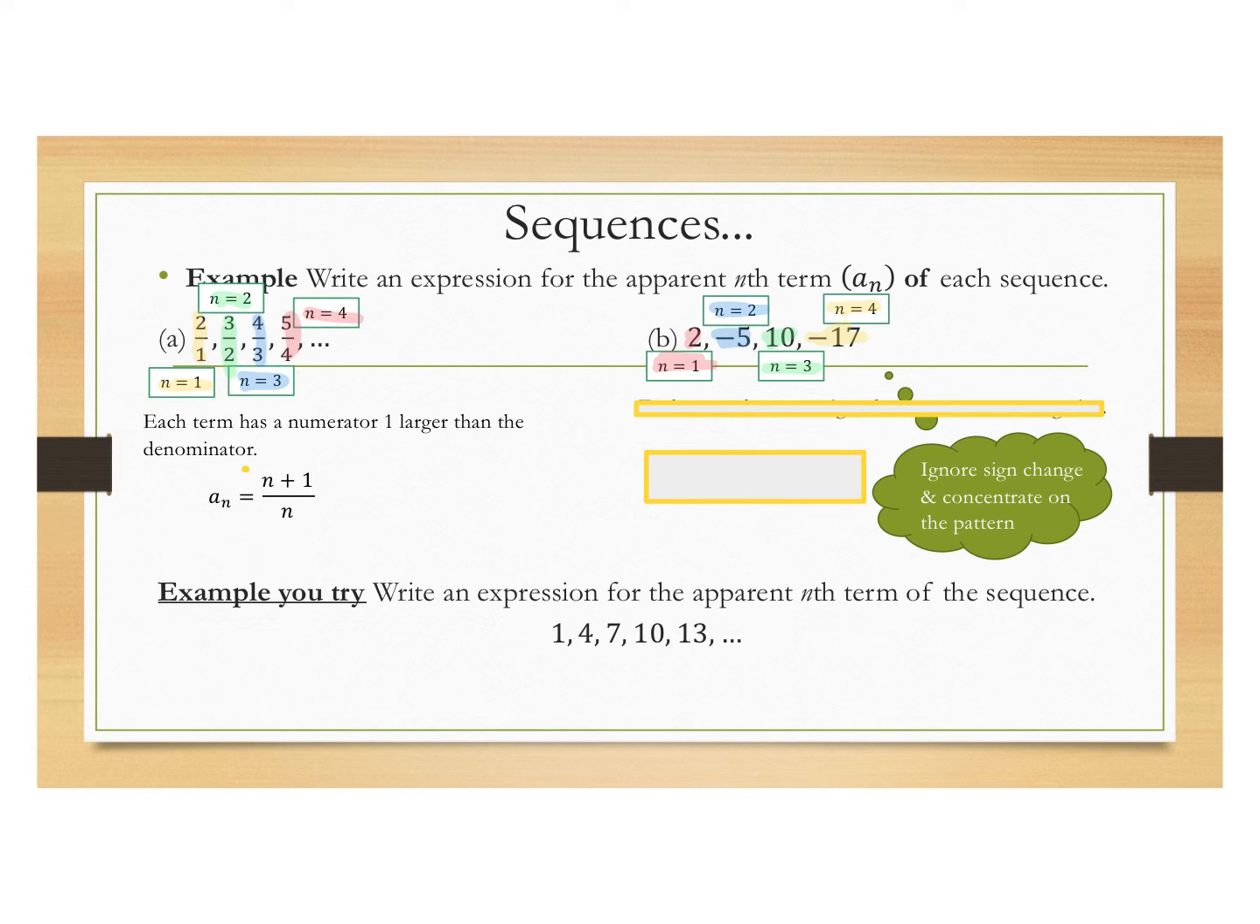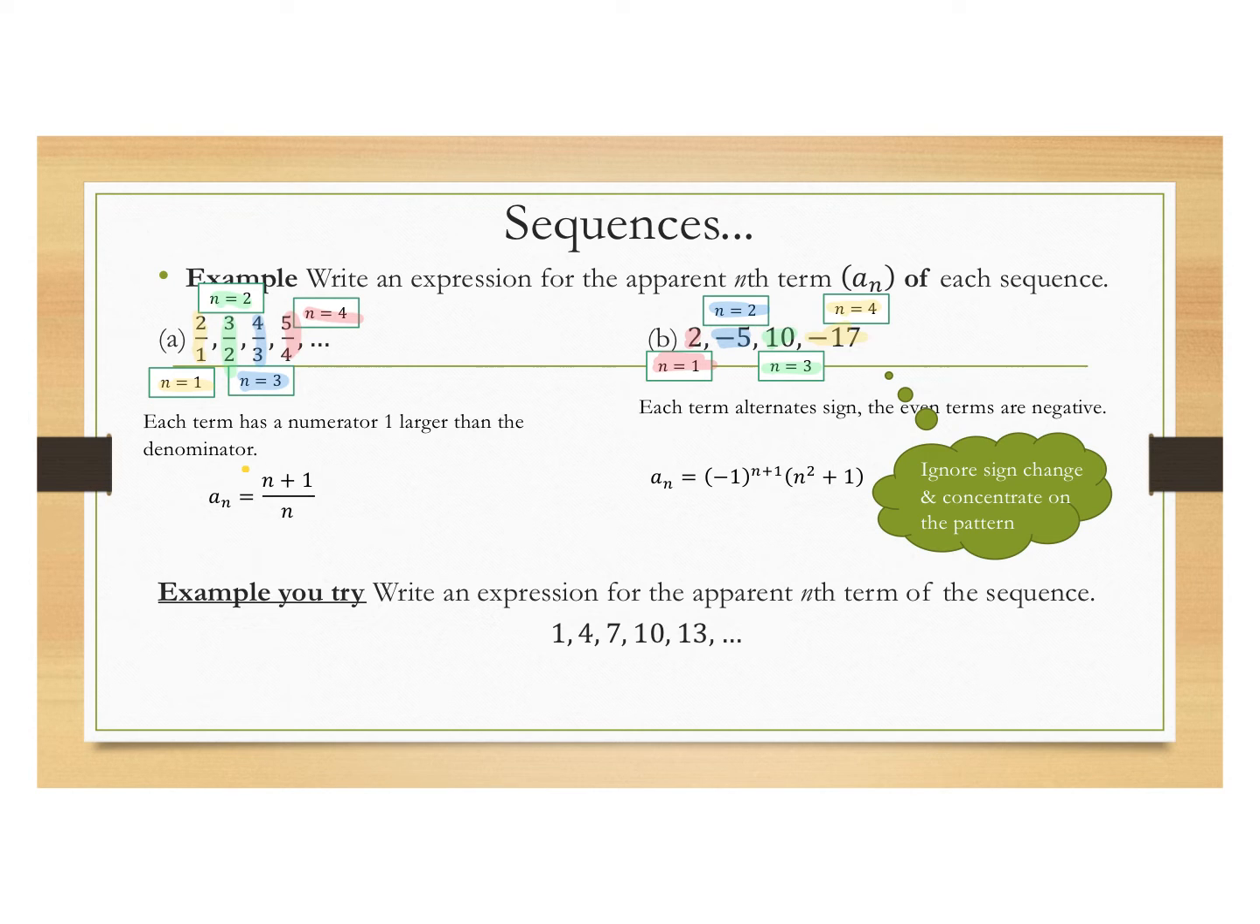Each term alternates, and even terms are negative. So once we've established that, let's ignore those sign changes and figure out the general pattern. So it looks like we are squaring the term and then adding 1, right? 1 squared is 1 plus 1 is 2. 2 squared is 4 plus 1 is 5. 3 squared is 9 plus 1 is 10. 4 squared is 16 plus 1 is 17.